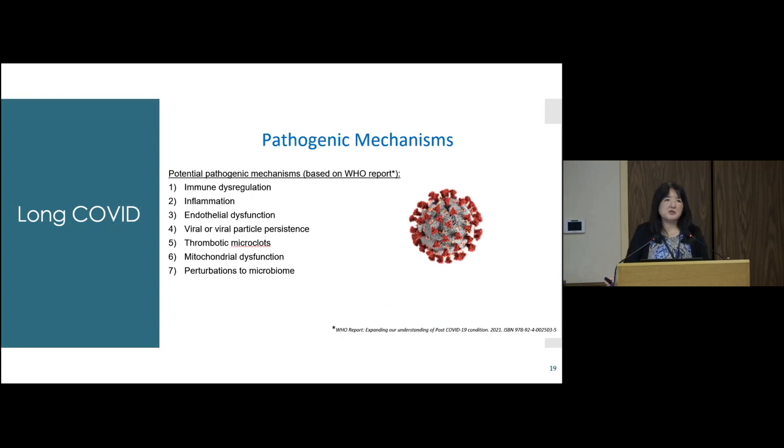What do we know about what can cause it? Well, there are really 7 potential mechanisms. It can be immune dysregulation, inflammation, endothelial dysfunction, viral persistence or viral particle persistence, mitochondrial dysfunction, thrombotic microclots, as well as perturbations to the microbiome.